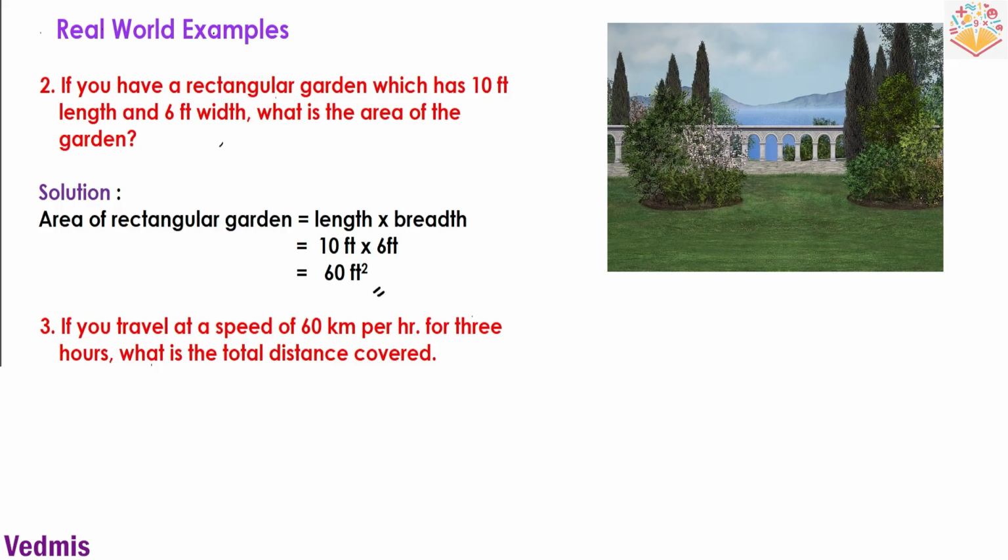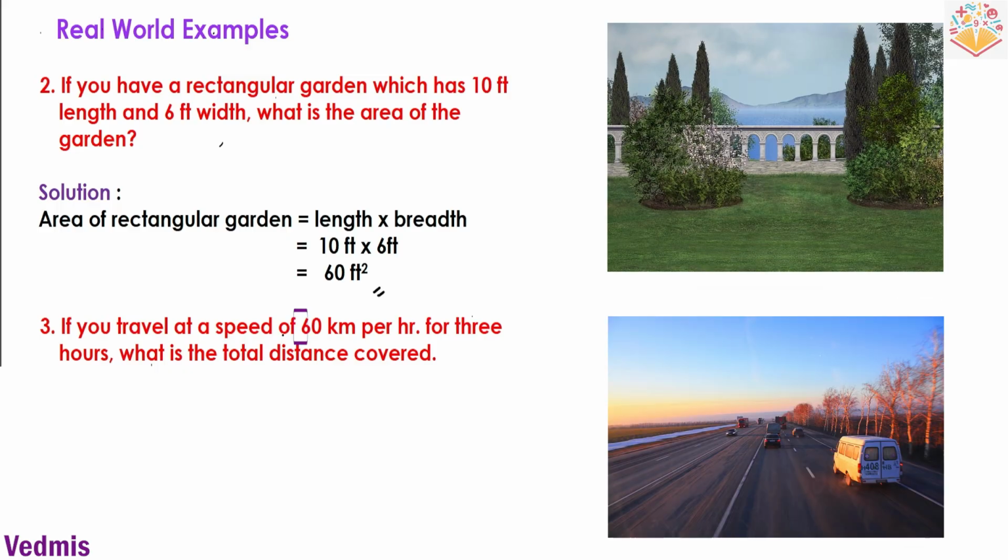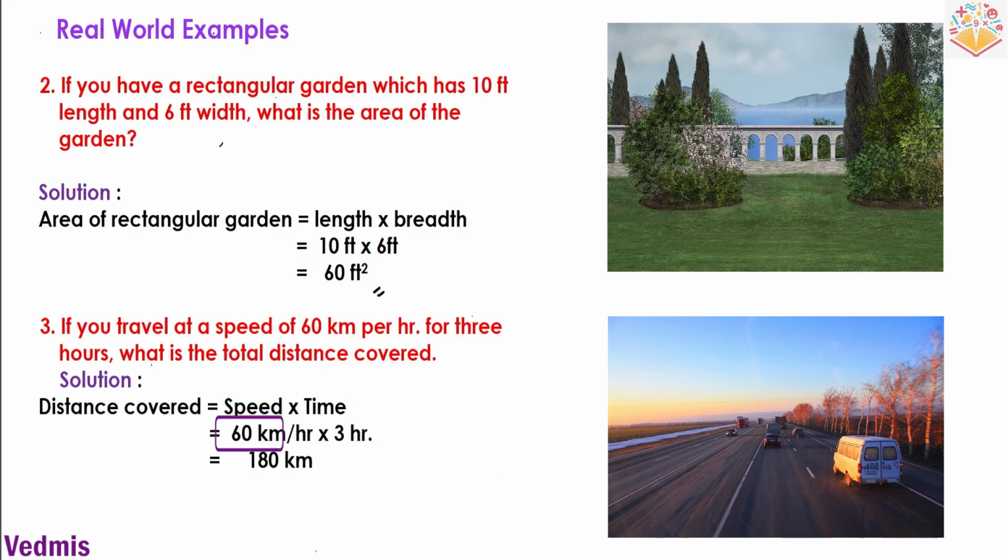Third example, if you travel at a speed of 60 km per hour for 3 hours, what is the total distance covered? You know that speed is given by distance covered upon time. If you take the time to the right, you can get distance covered, speed into time. 60 km per hour into 3 hours is equal to 180 km.